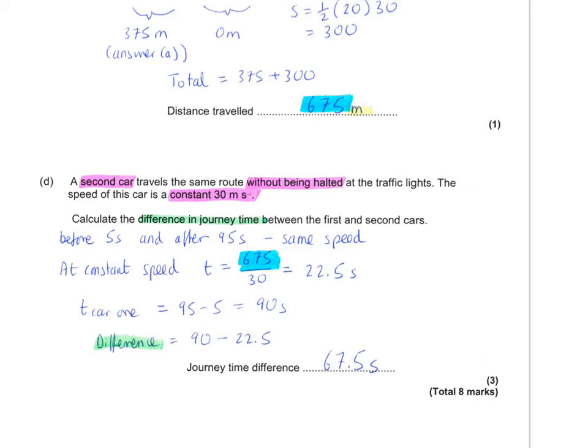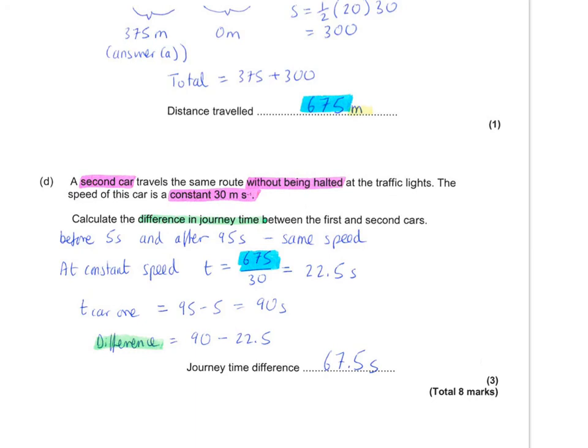If the car was travelling at constant speed, then the time taken for this journey would be the distance divided by the speed. We have worked out the distance corresponding to that journey in the previous part of the question, so we substitute 675 divided by 30 to calculate the time. That gives us an answer of 22.5 seconds had the car maintained 30 metres per second.